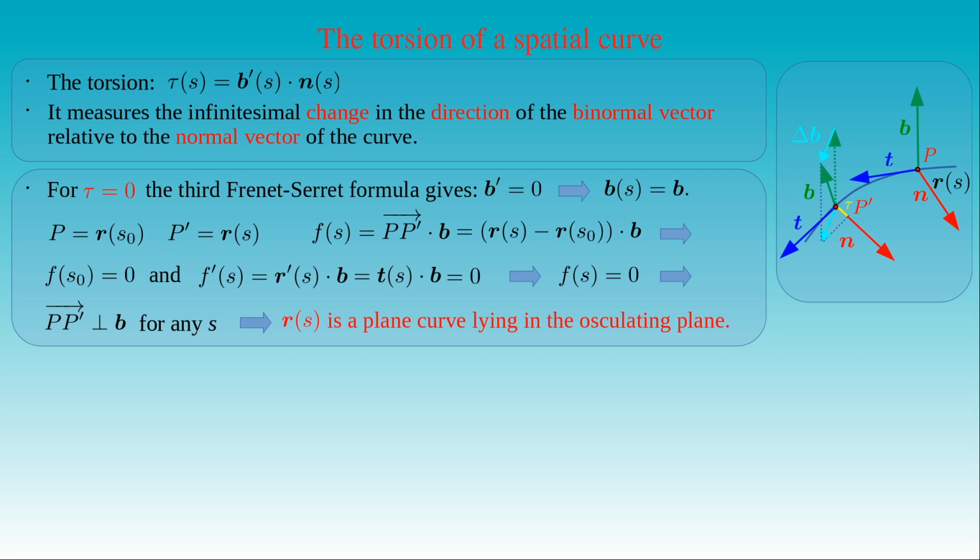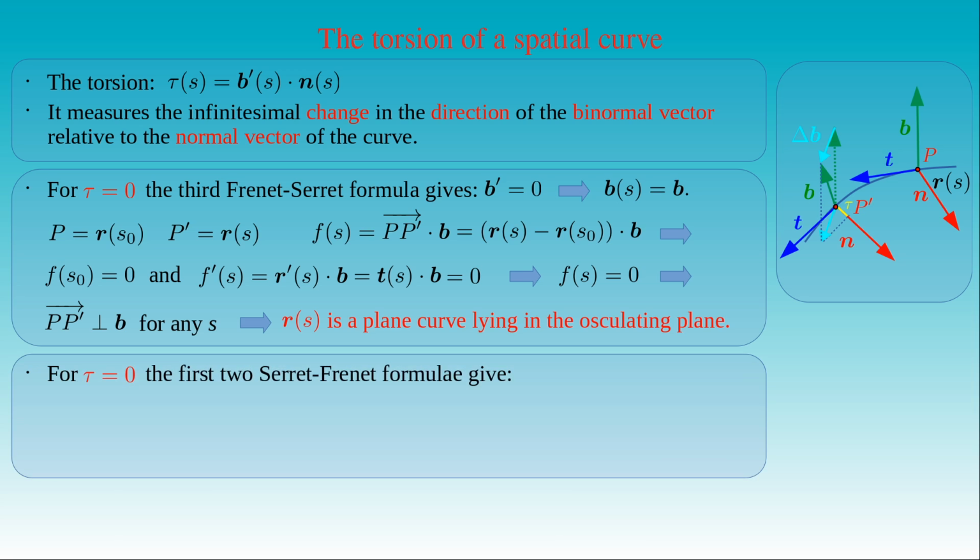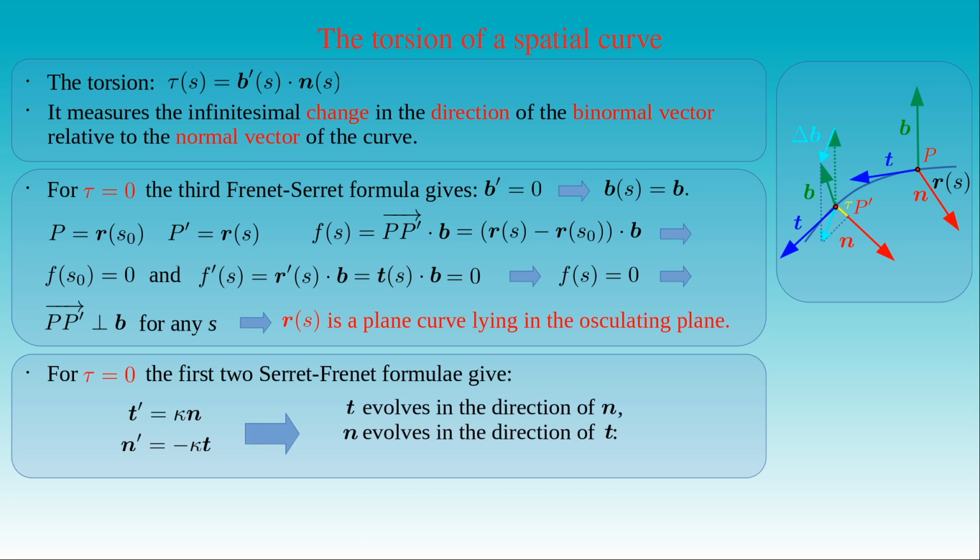Now we can check what the first two Frenet-Serret formulae give if the function tau vanishes. The first formula states that the derivative of the tangent is equal to kappa times the normal vector n, that is, it does not depend on tau. Whereas the second formula reduces to a simple expression, stating that the derivative of the normal n is equal to minus kappa times the tangent t. These two equations tell us that the tangent t evolves in the direction of n, and the normal vector n evolves in the direction of t as we are moving along the curve.